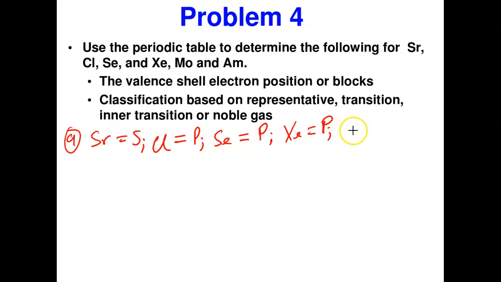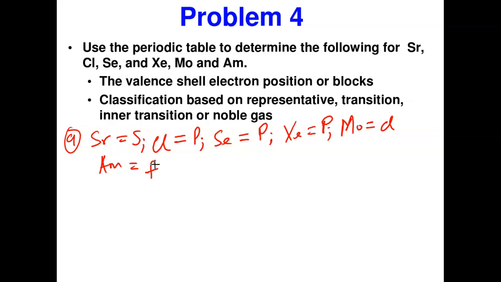If you look at Mo, Mo is located between group 2 and group 3. They are the guys we call the transition elements, and it is the D block. The last but not the least, americium. If you look at americium, americium is number 95. Those ones that are the outcast, americium is located in the what? In the F block. So that is how we solve that problem.